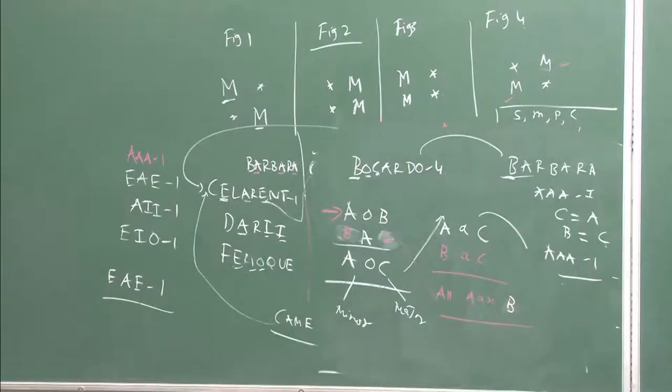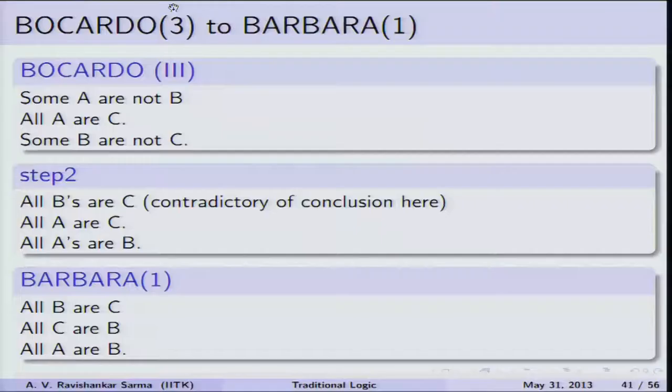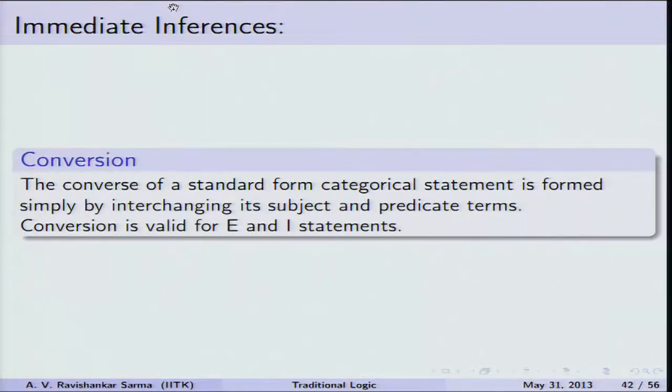So now we will move on a little bit and see what other things we can do based on this. So this is what we have done already. Now all B's are C's, all A's are C's, now all A's are B's. So now ultimately this reduces to this: all A's are B's.